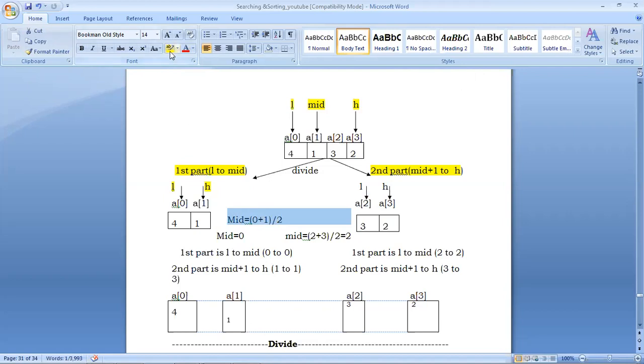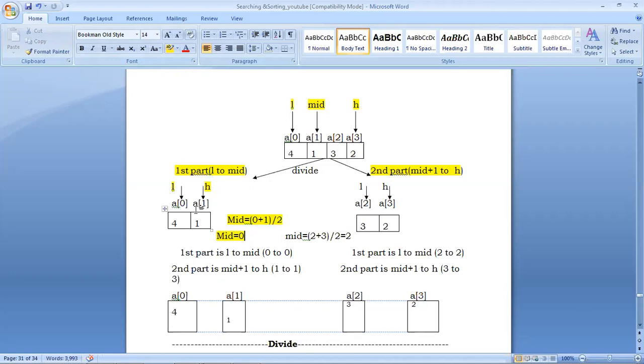Again you have to calculate the mid index of this first part. So what is the mid index of the first part? L plus H divided by 2. So here L value is 0, H value is 1, 0 plus 1 divided by 2, that is 1 divided by 2. 1 by 2 is 0.5 in normal division operation, but here you have to take the floor value of the division operation. So that is 0. So mid index value is 0 for the first part.